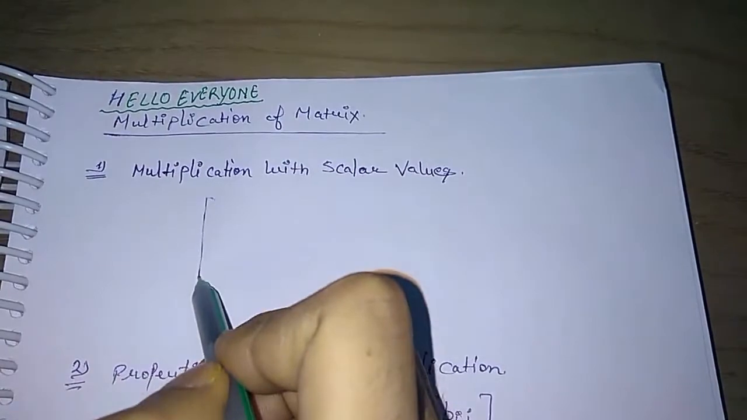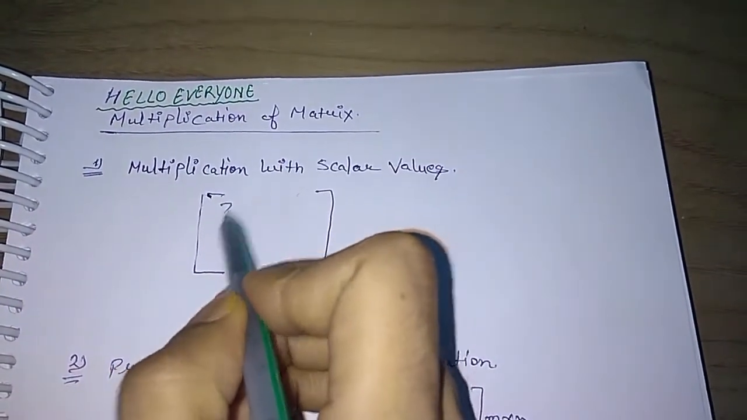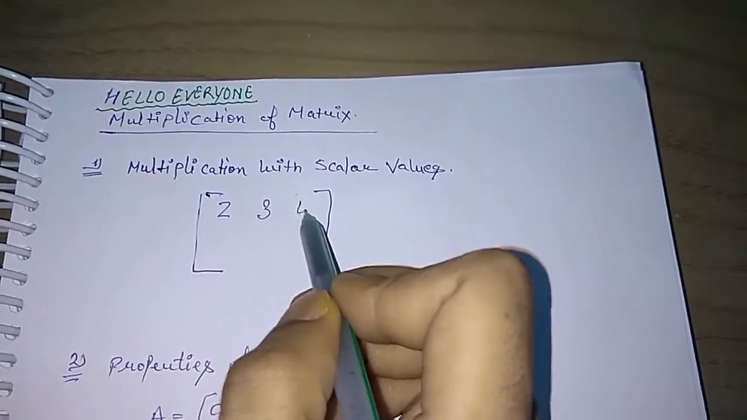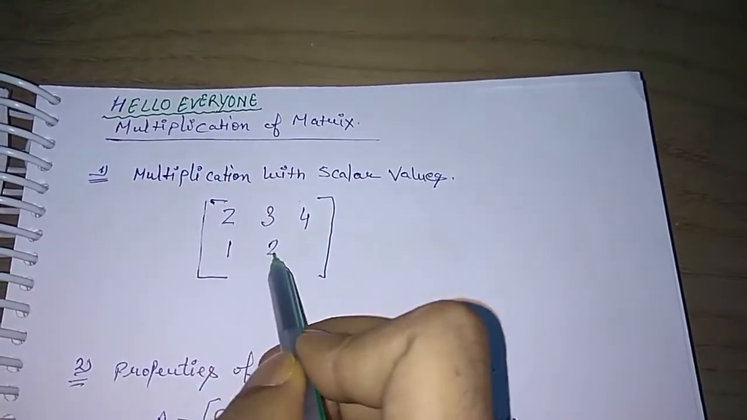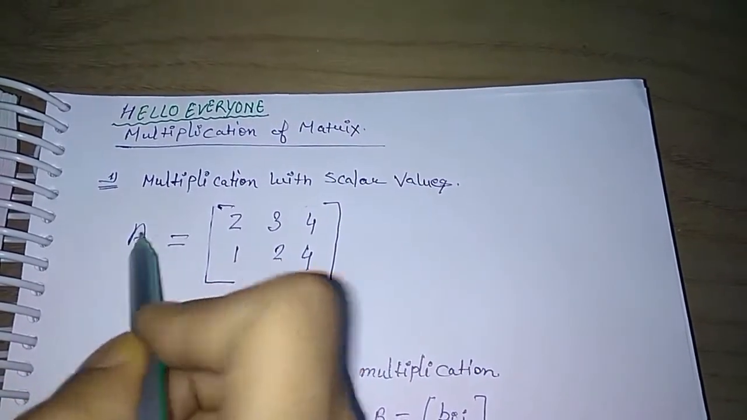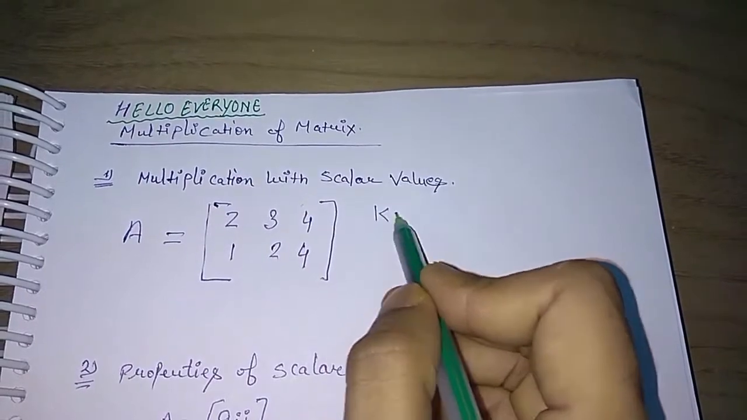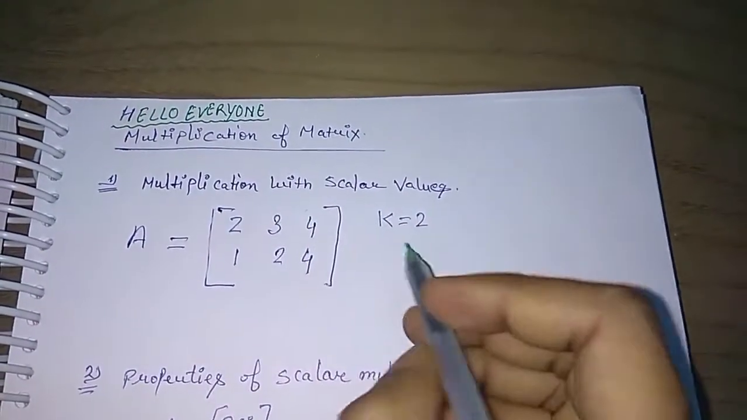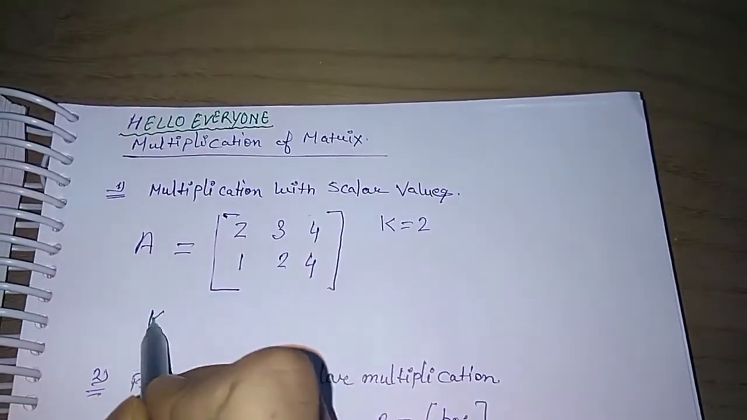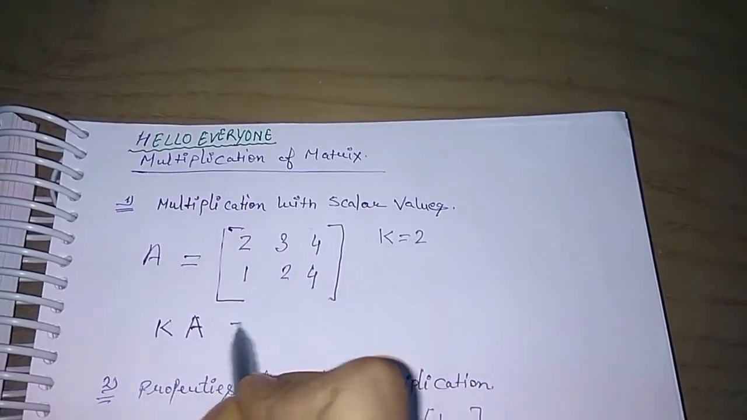Let's take a matrix here with the random values 2, 3, 4, 1, 2, 4. Let this be matrix A. And let's suppose a scalar value 2. So how do we multiply the scalar value 2 to the matrix A?